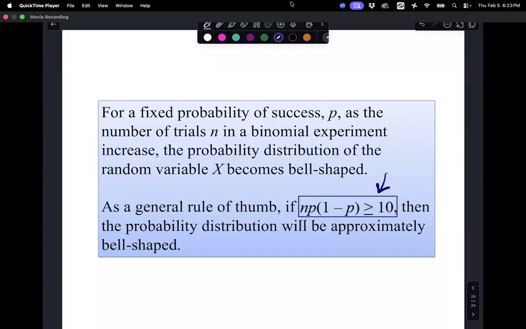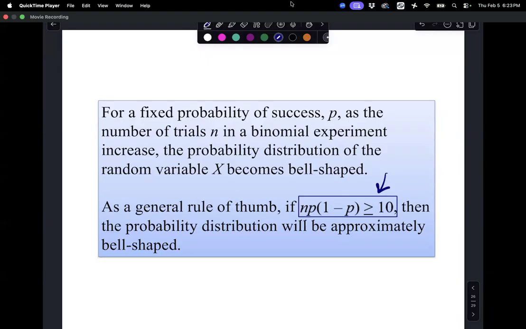This is going to keep coming up. We're going to be using it to determine if things are bell-shaped. It's determine if things are normal. That's the other word for it. Is it normal? You test for normality by determining if it's bell-shaped by this: np times 1 minus p greater than or equal to 10.